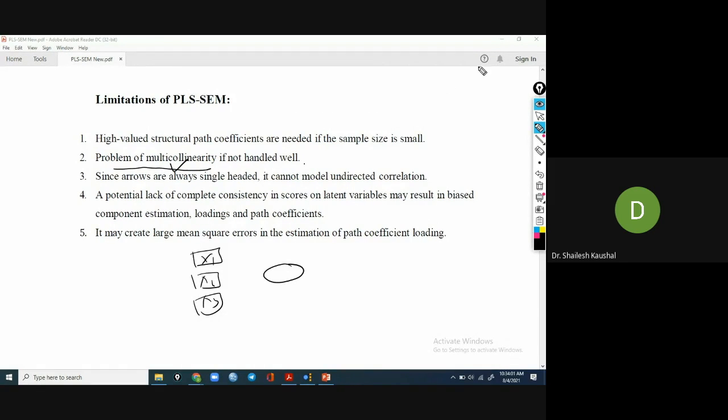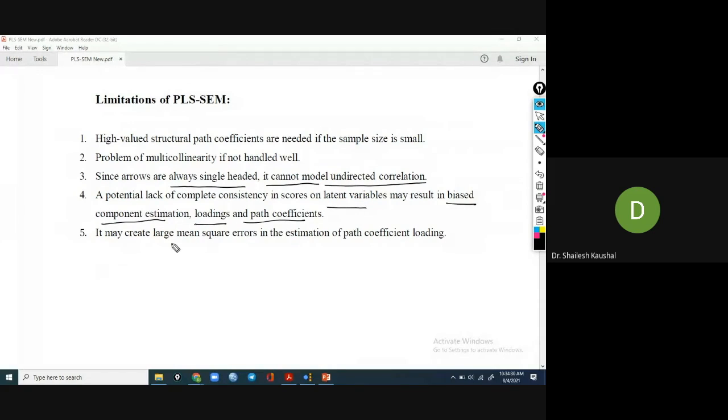Since arrows are always single-headed, it cannot model undirected correlation. And the potential lack of complete consistency in the latent variable scores may result in biased component estimation, loadings, and path coefficients. It may create a large mean square error of estimation. So these are the limitations of PLS-SEM.